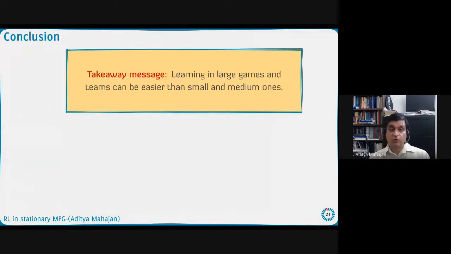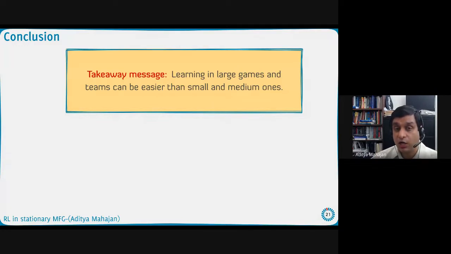With this, I'll conclude. The key takeaway message that I'd like everyone to take from this talk is that learning in large games and teams can be easier than in small and medium ones. There is a lot of work in multi-agent reinforcement learning for a small number of agents, and also games with imperfect information with a small number of agents, or decentralized control of systems with a small number of agents. And all these problems are really, really difficult.